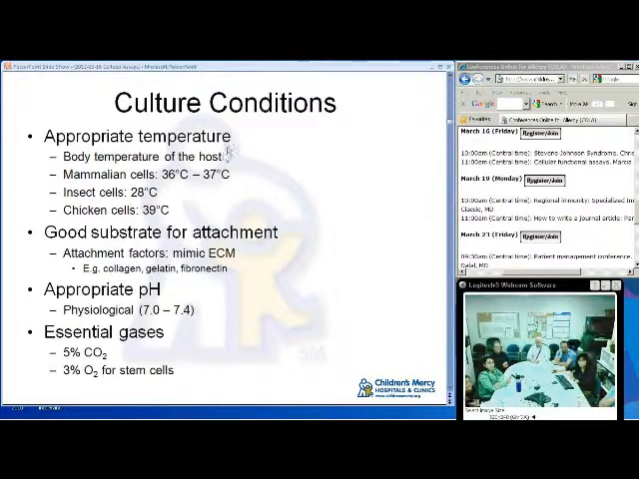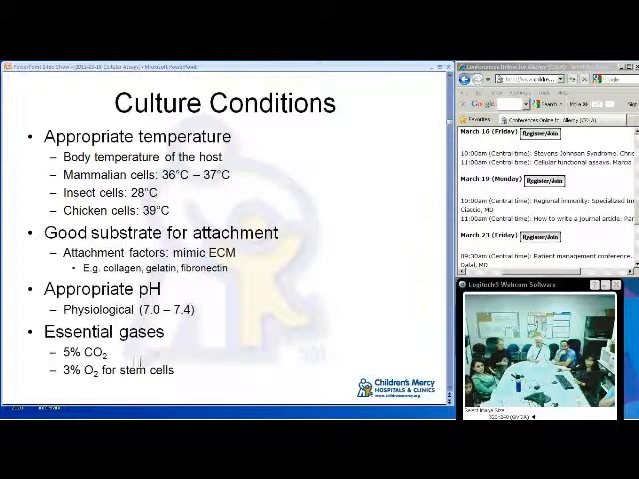Okay. So the culture conditions: you have to have the appropriate temperature, and most likely that would be body temperature of the host. For mammalian cells, we grow them at 36 to 37 degrees Celsius. Insect cells grow at 28, and chicken cells grow at 39. If you're looking at cells that grow in a monolayer, then you want a good substrate for attachment. You basically want to mimic the extracellular matrix, so you might coat that vessel with collagen, gelatin, or fibronectin. You need an appropriate pH, which is physiological, in the range of 7 to 7.4.